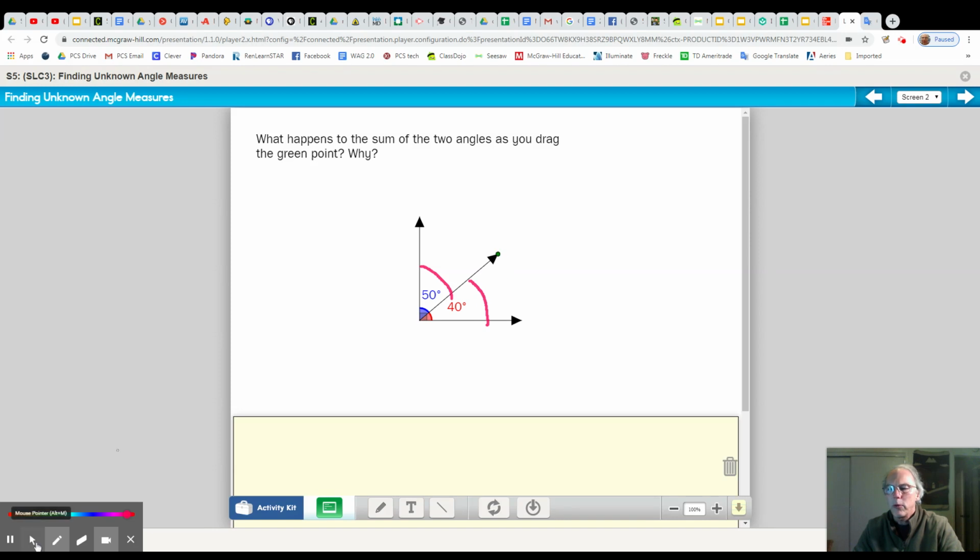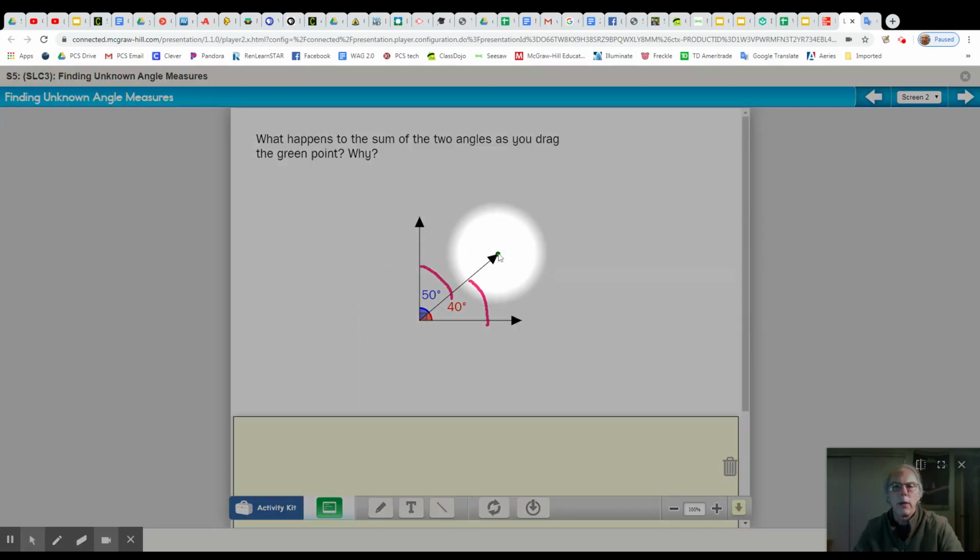If I move this ray so that we've got, say, 60 degrees, what's the missing angle? Pretend like that's not there. It's obviously got to be 30 degrees. All right, so you get the idea.